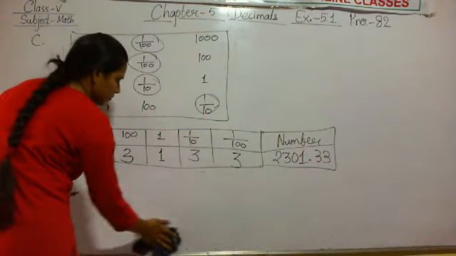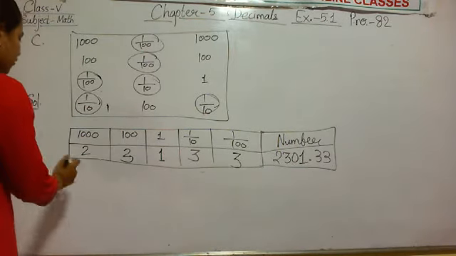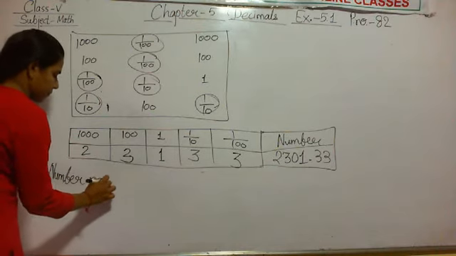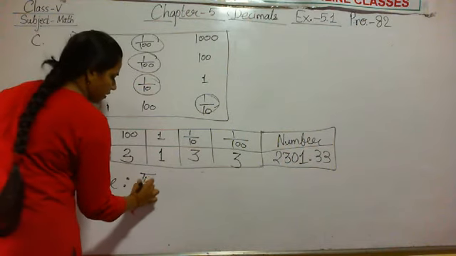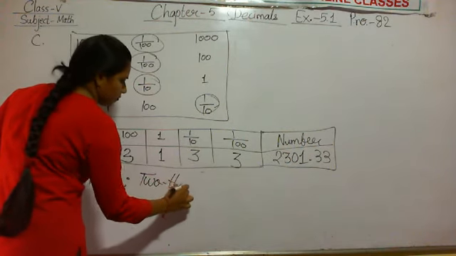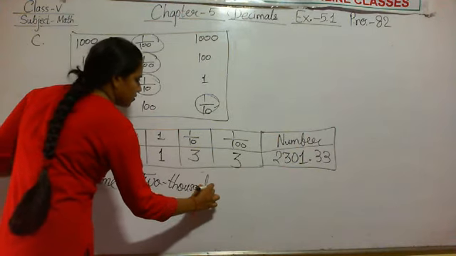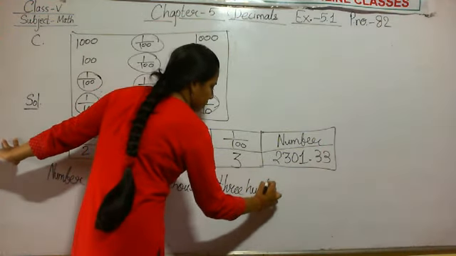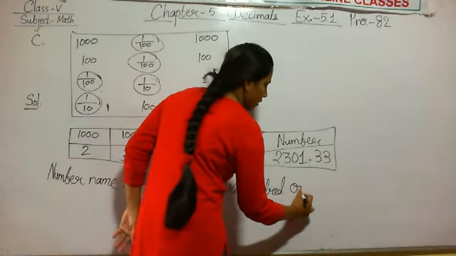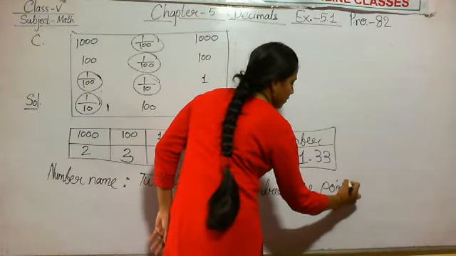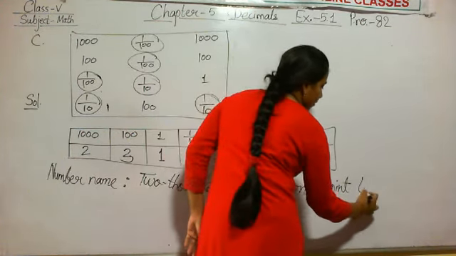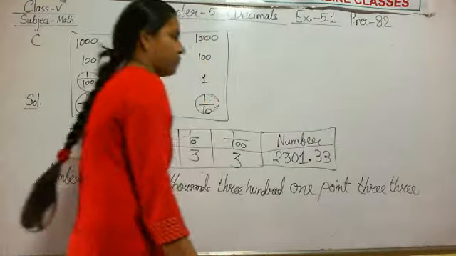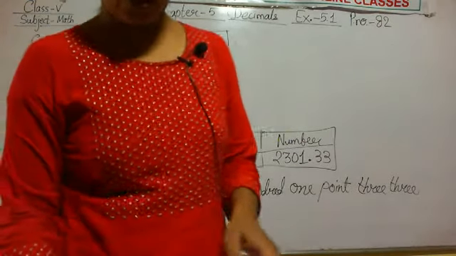How do we write a number name? As we read the number, what we read, we write in words. So the number name is 2000, 300, 1.33. Now part D is for your homework.